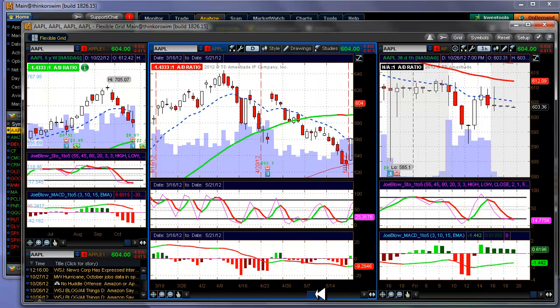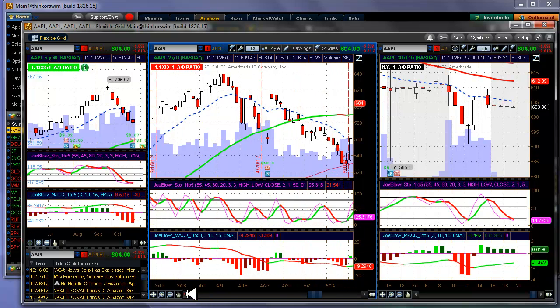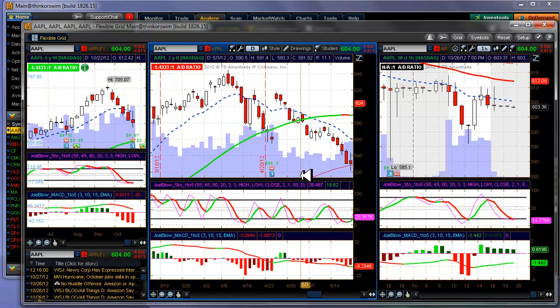So the first thing, when I get up in the morning, let's go back here. This is a good example. Let's say that the day before this day, or on this day, which is 5/18, I have a stochastic that has just dipped below this 20 line, and it looks like it might be starting to want to move up, but the important thing is that it moved below it.